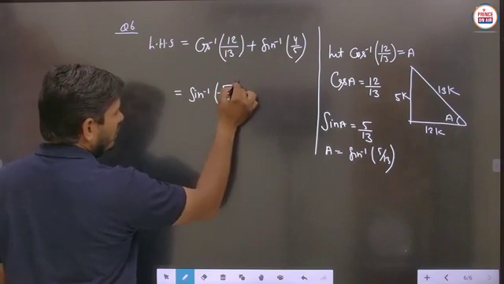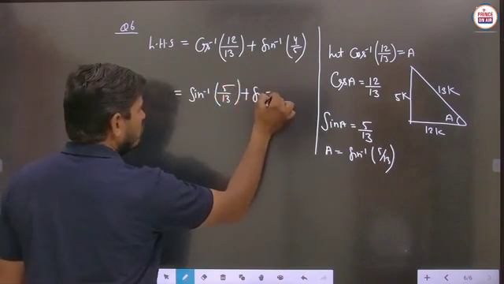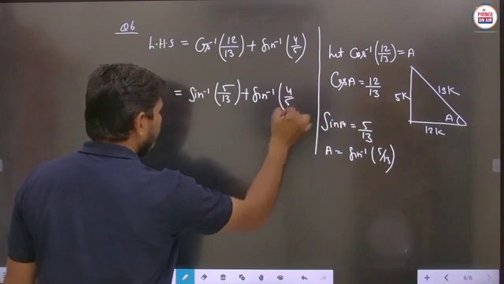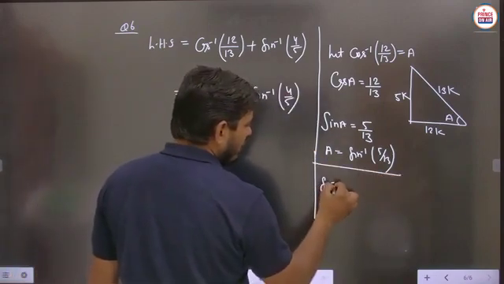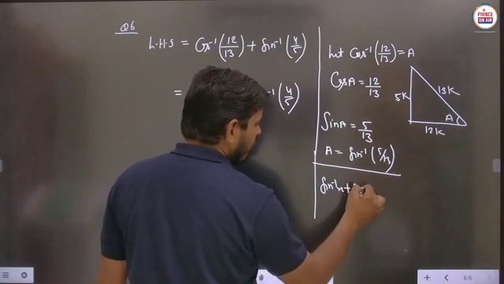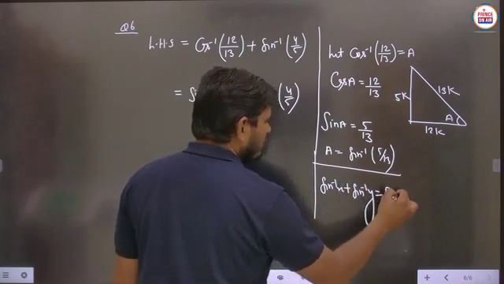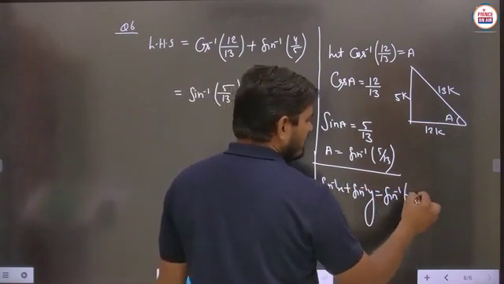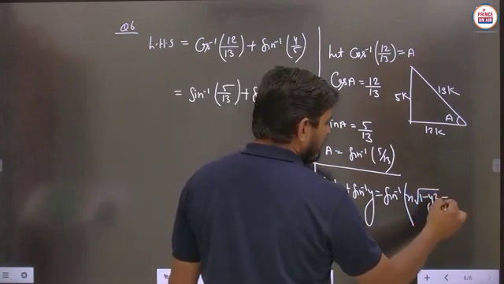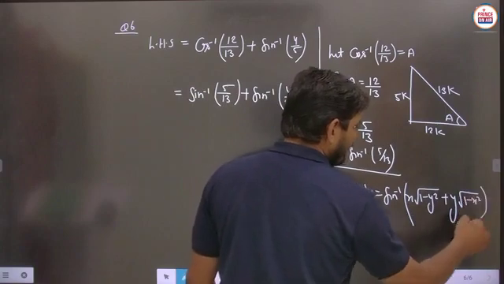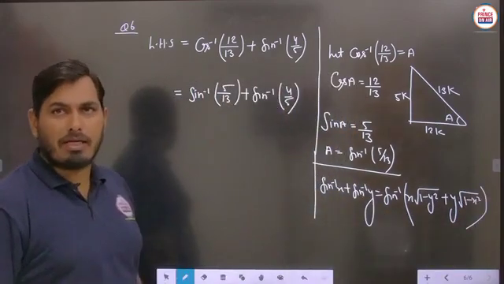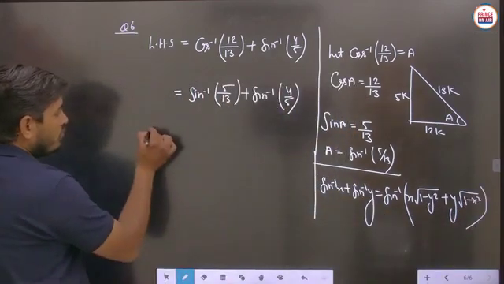Is it to be clear? And this is again to be written as 4 by 5. Now you can use the property sin inverse x plus sin inverse y, and this can be written as sin inverse x under root 1 minus y square plus y under root 1 minus x square. You can write like this. Is it to be clear? So this property is to be used here.